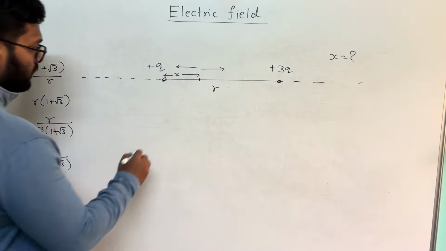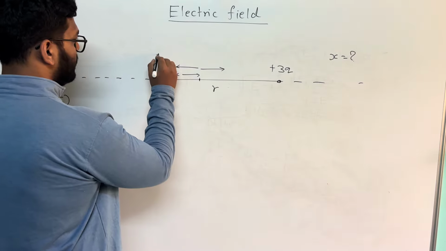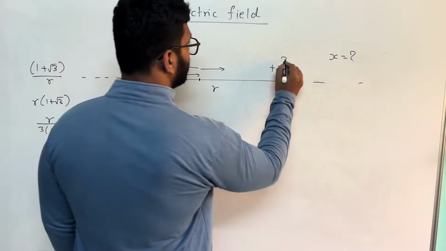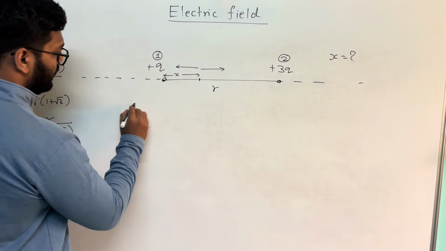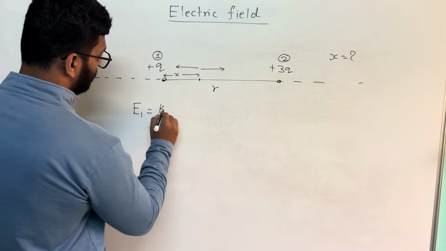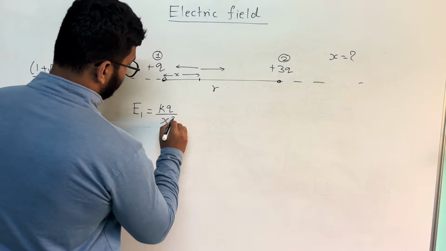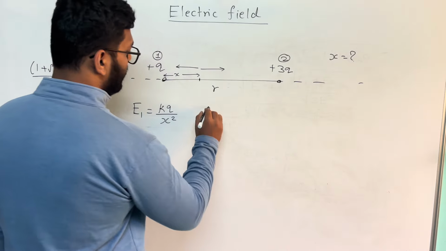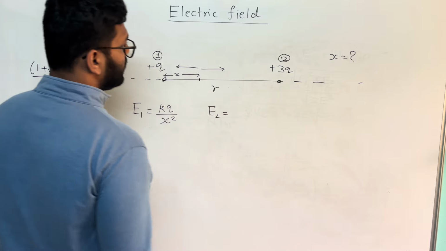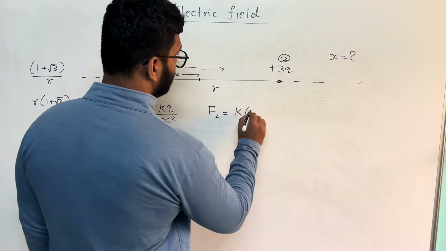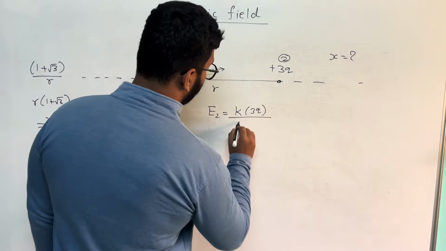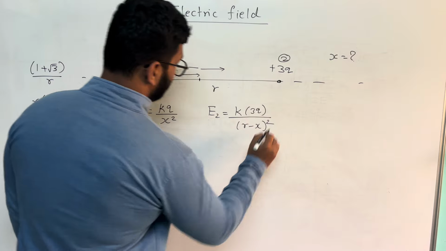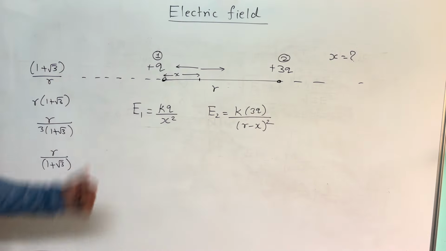Okay, now electric field due to this charge, let's call this charge 1 and this charge 2. The electric field E1 is equal to kq by x square. This will be in the right direction, and this will be balanced out by E2, which is k times 3q upon (r minus x) whole square, right? Correct, it will be in the left side.